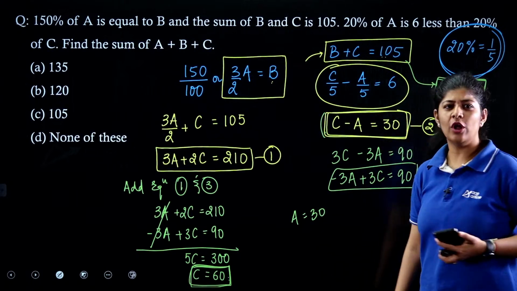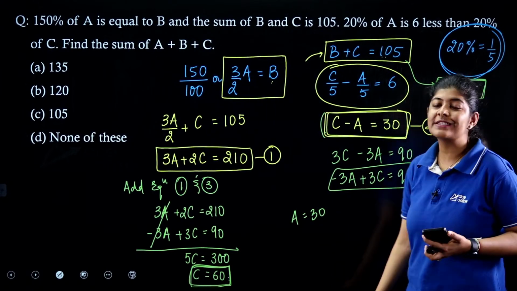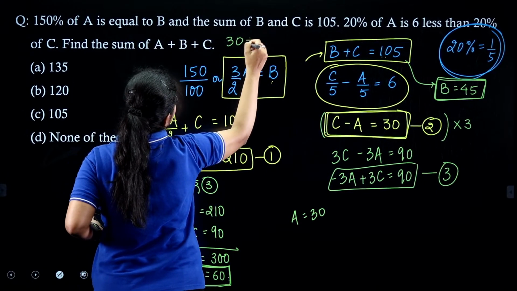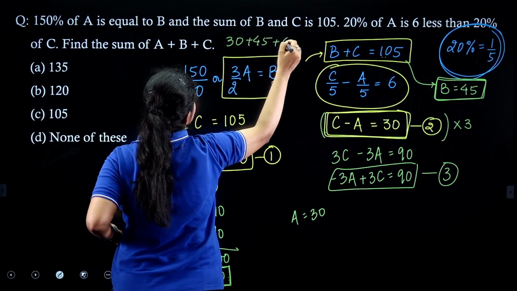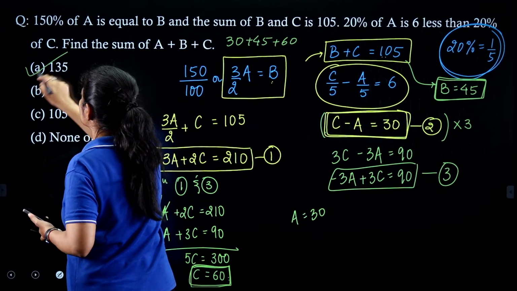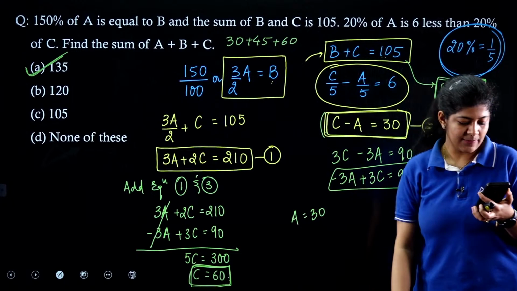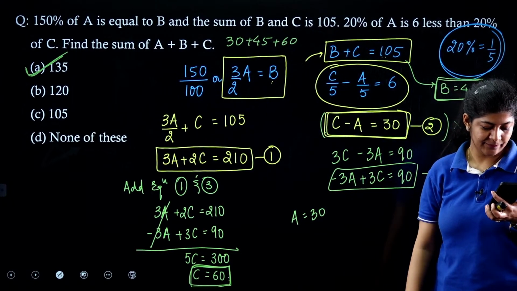So now I got all the variables and what I need to do is simply find the sum. So the sum is nothing but 30 plus 45 plus 60 and I'll get my answer as option number A, 135. The option number A is the correct one.